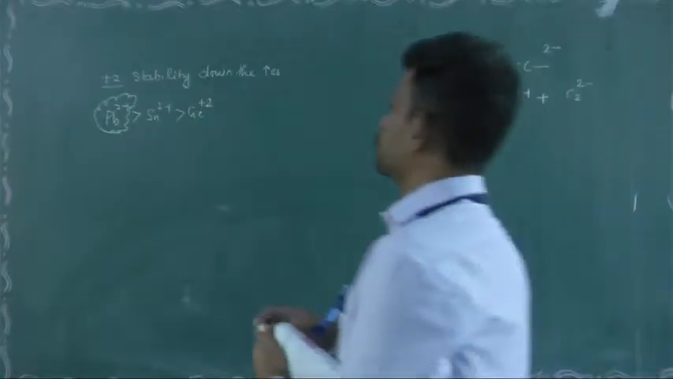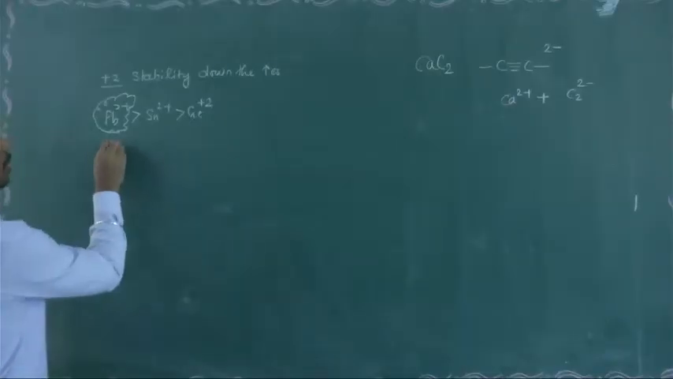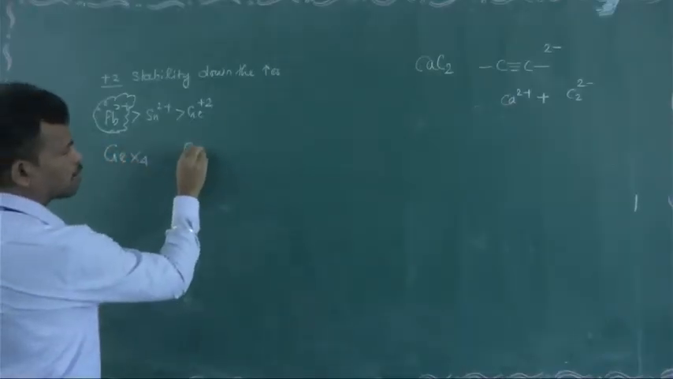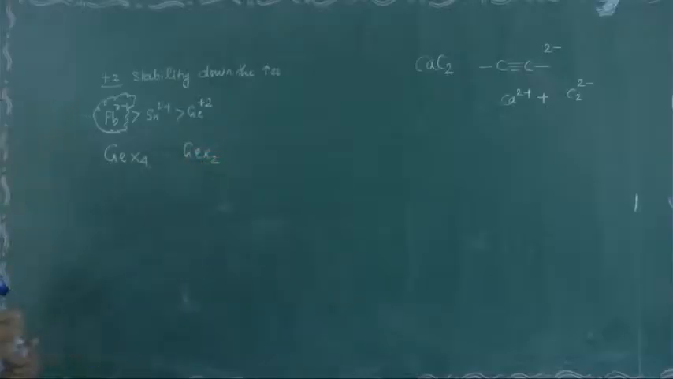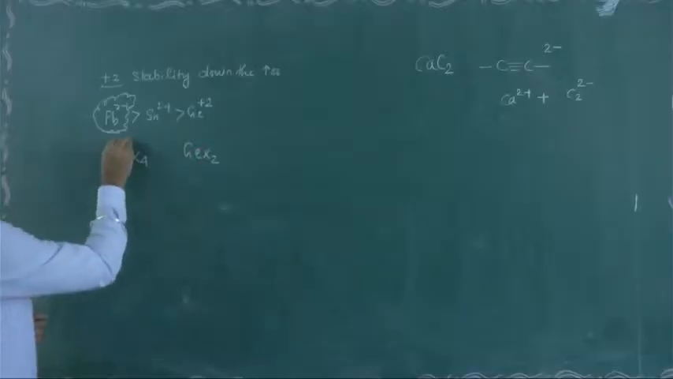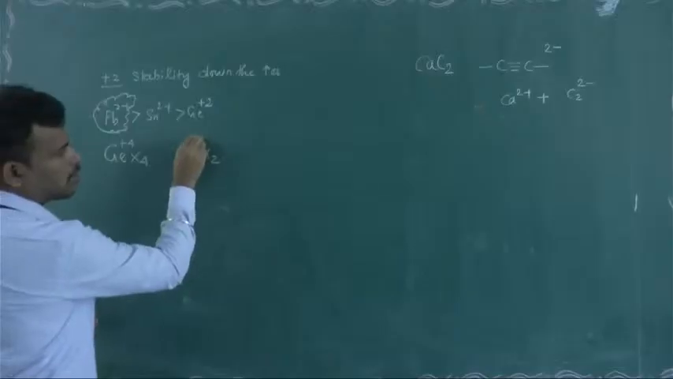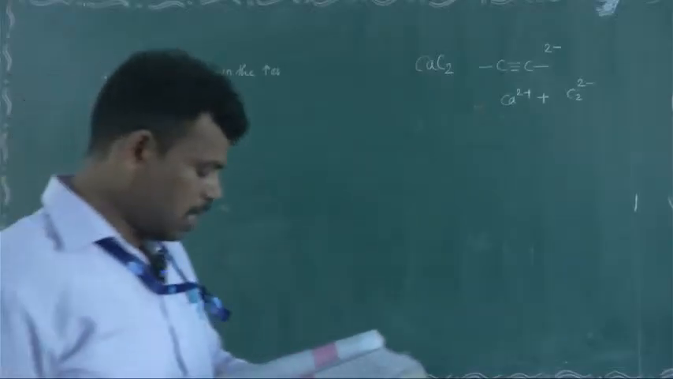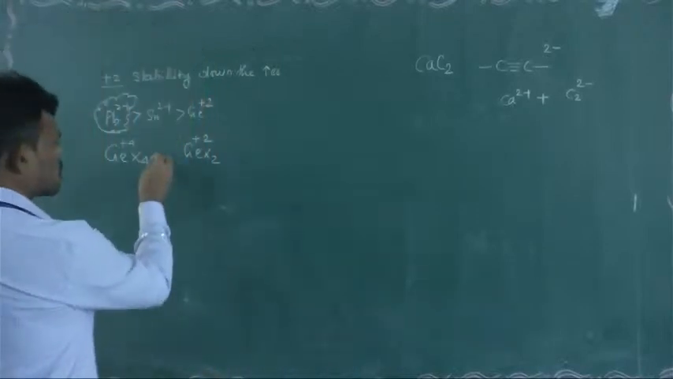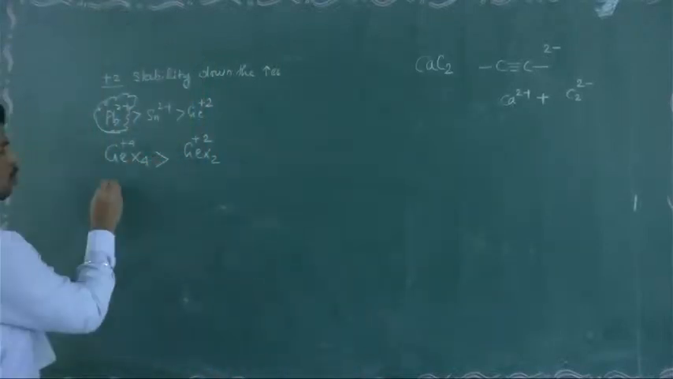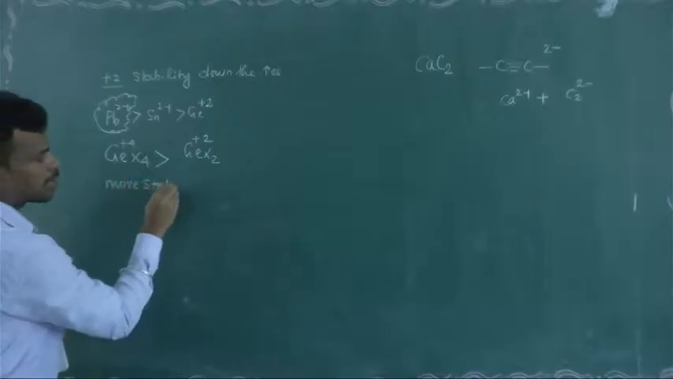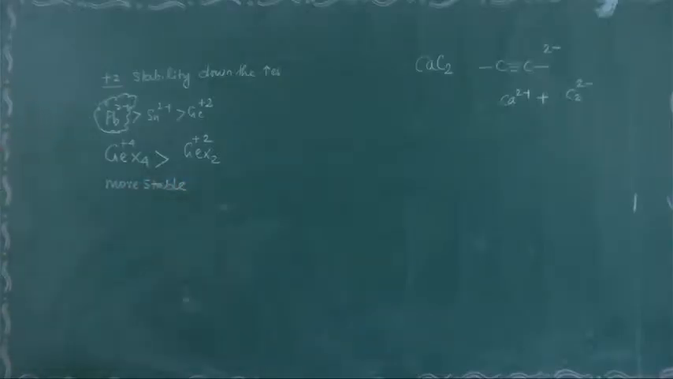Now we are going to compare these 2 oxidation states. For example, you take germanium X4 and germanium X2. Is it clear? So in this case it is going to be +4 oxidation state. In this case it is going to be +2 oxidation state. Is it clear? Please note this point. Germanium X4 is going to be more stable when compared to +2. +4 is going to be more stable when compared to +2.